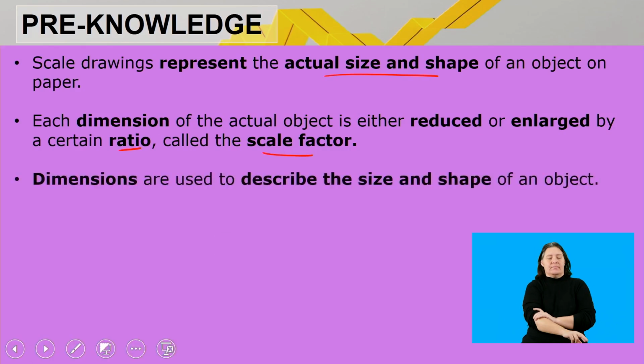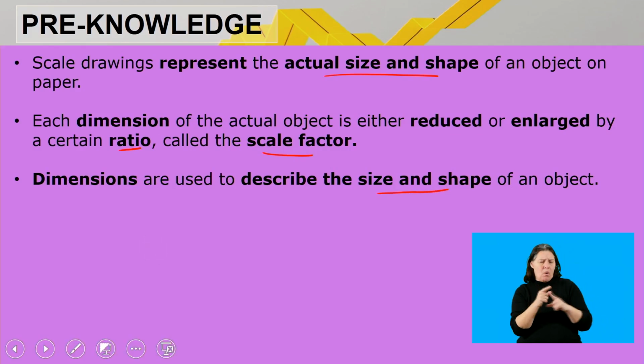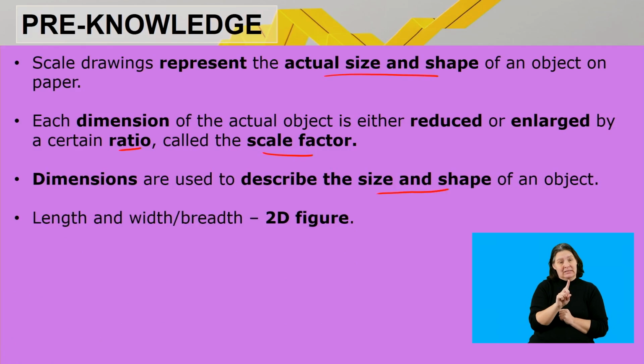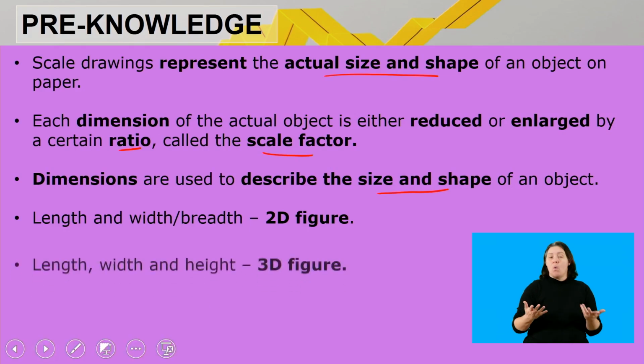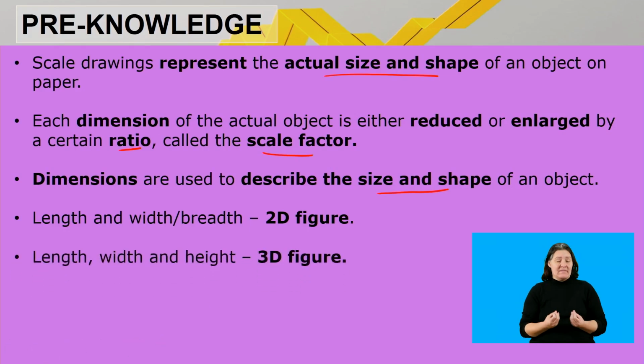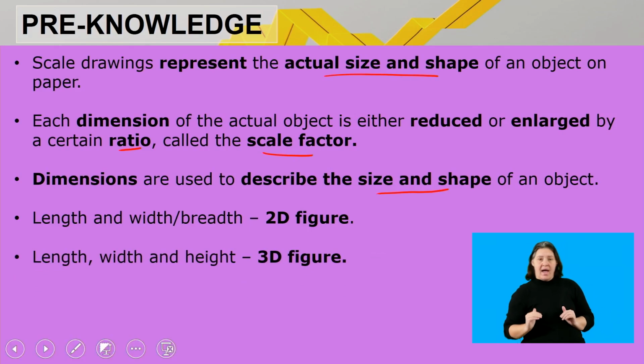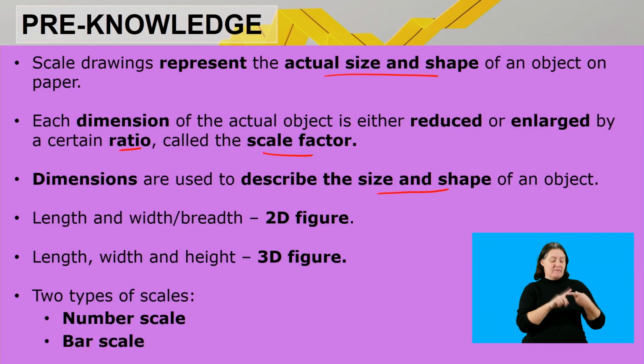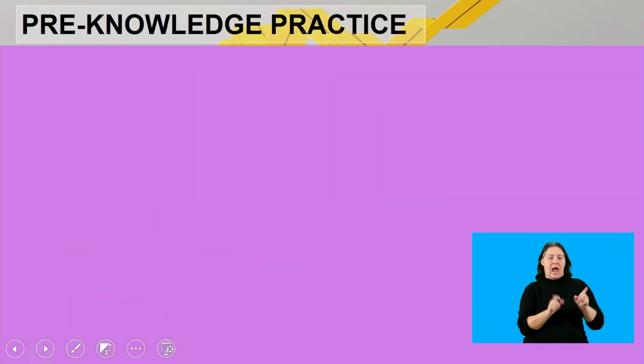Dimensions are used to describe the size and the shape of an object. With our 2D figures, we'll have the dimensions length and width, or we also sometimes refer to it as the breadth. And when we look at 3D figures, the dimensions will be your length, your width, and your height. Then the two types of scales, as I've already indicated, are your number scale and your bar scale.